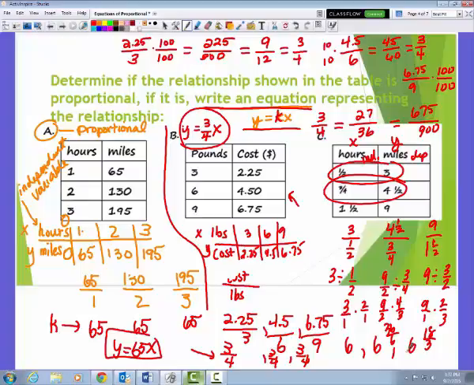So I got 6 for all three of them. So once again, I have a proportional relationship with a constant of proportionality of 6. So I will say y equals 6x, and that's my equation. All right, so given the table, you should now not only be able to tell whether it's proportional or not, but write the equation of a proportional relationship.